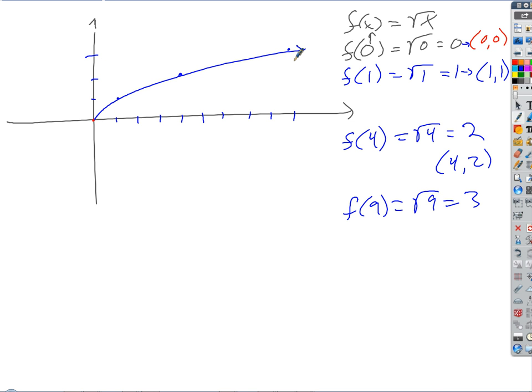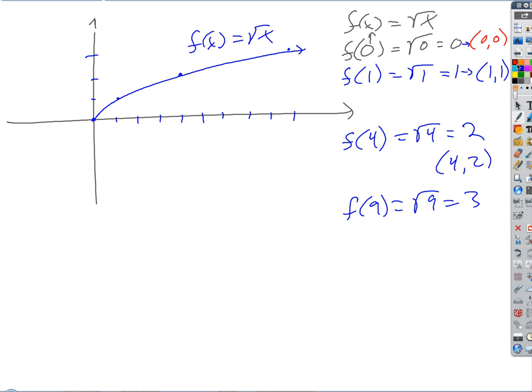there's our square root graph. The square root graph starts at the origin, the parent graph. It doesn't go to the left. It only goes one direction, and it does that. Okay, so if that's f of x, this is f of x equals the square root of x.